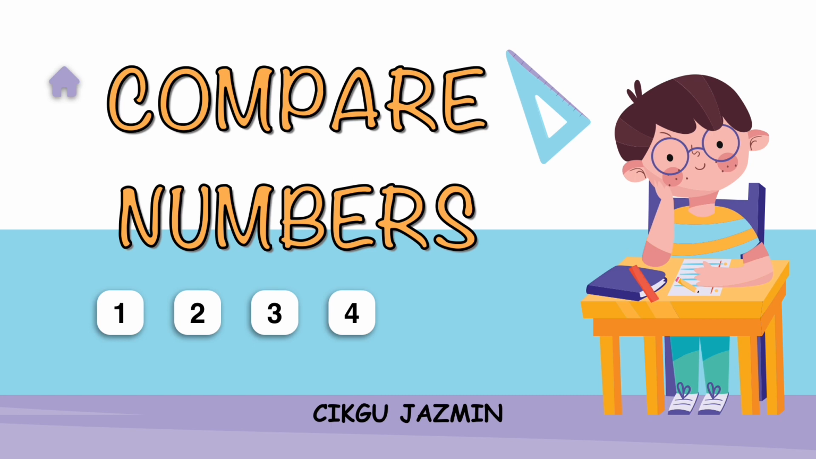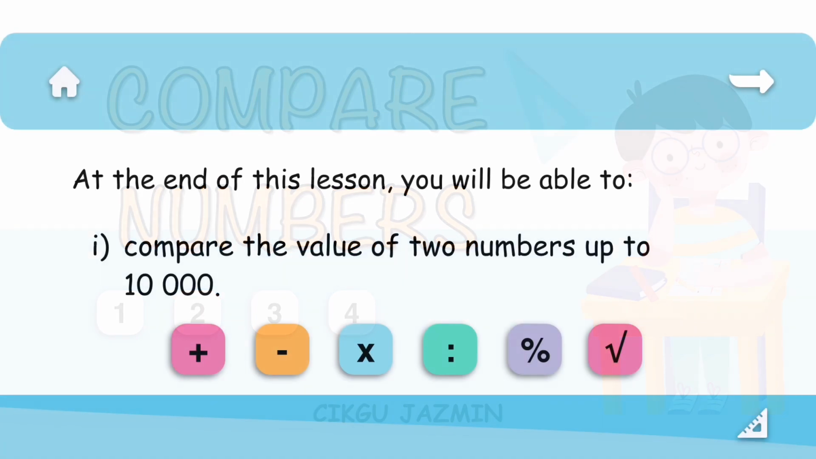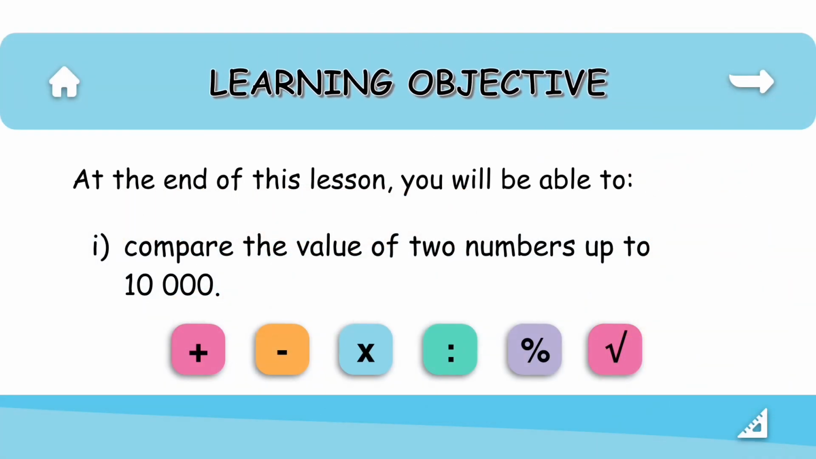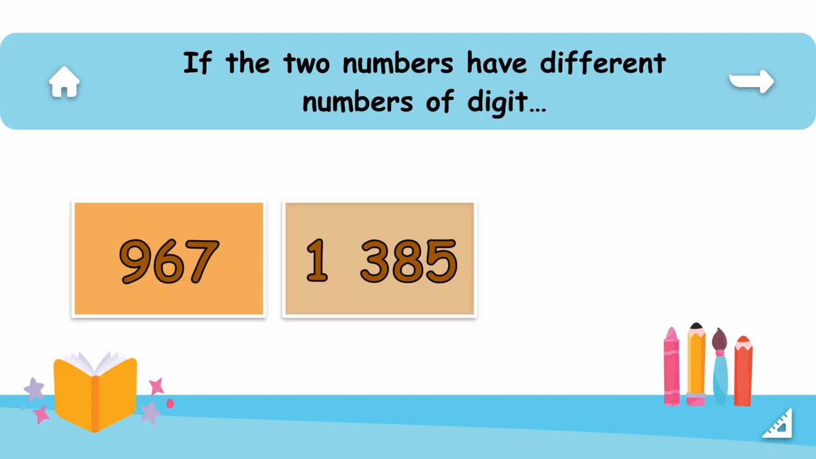Today we are going to learn about comparing numbers. What is meant by comparing numbers? Comparing numbers is, let's say you have been given two numbers and then you need to compare which one is larger and which one is smaller. At the end of this lesson, you will be able to compare the value of two numbers given up to 10,000. Now, let's look at the example.